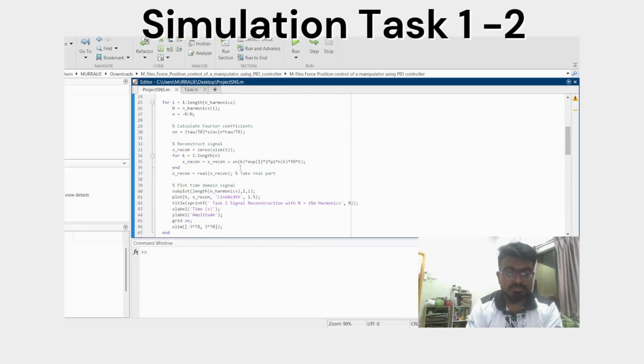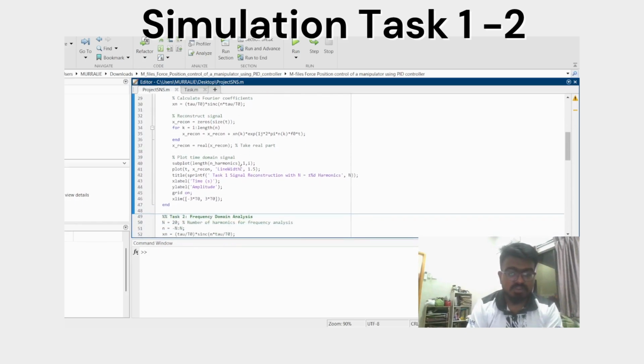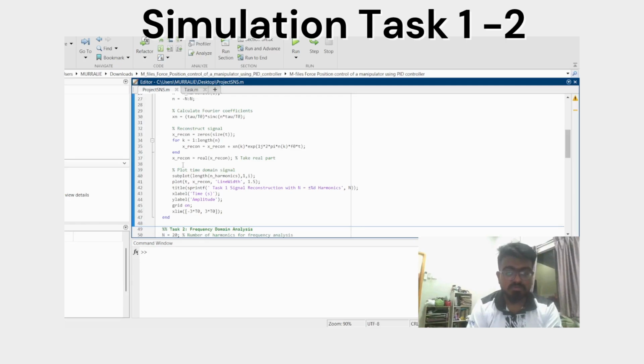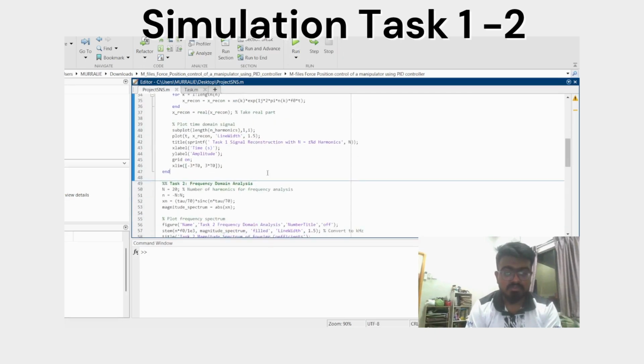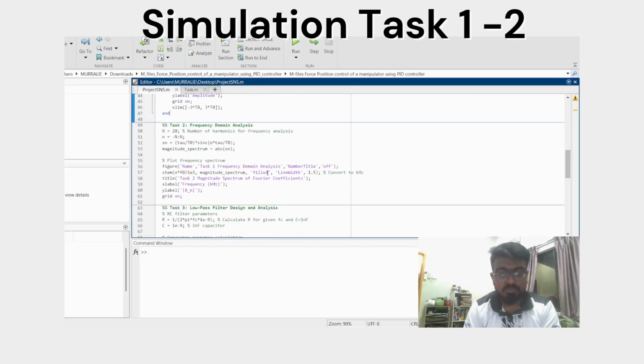After we reconstruct the signal and plot the time domain signal, it will show task 1, signal reconstruction with plus minus n harmonics. We will run the signal at the end of this coding session, followed by task 2. We search for 20 harmonics in the frequency domain analysis.